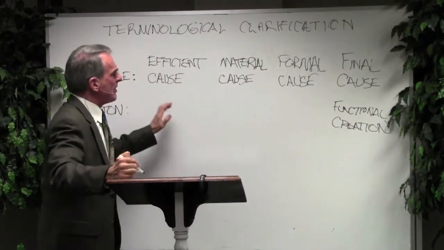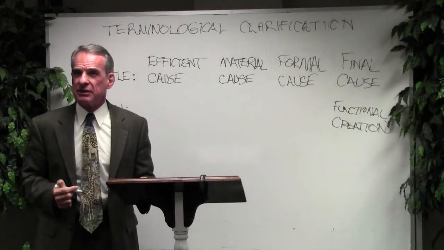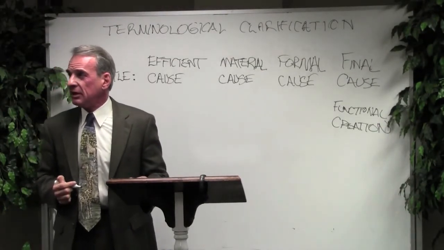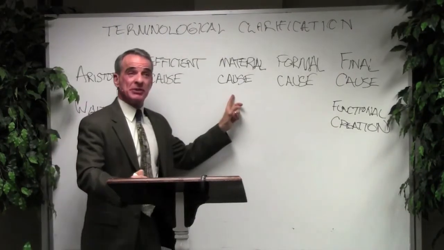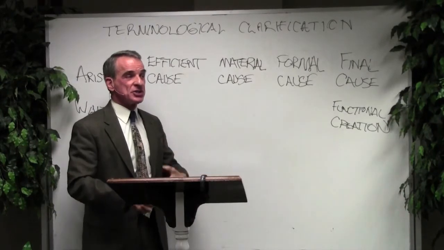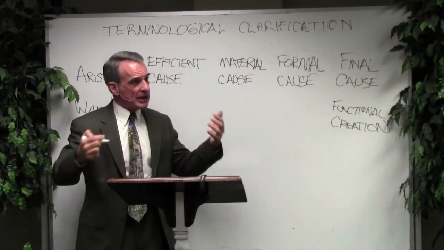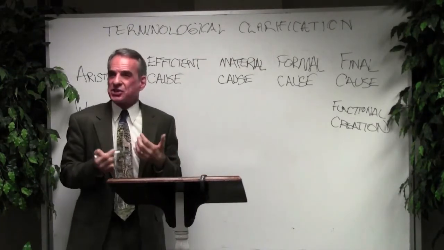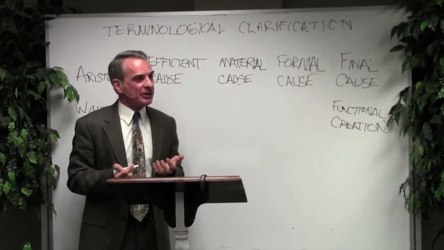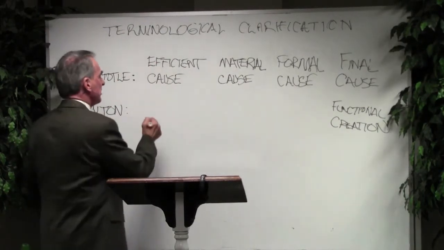So where in Aristotle's scheme would material creation be? What would correspond to material creation? Well, it wouldn't be material cause, would it? The material cause is the stuff out of which something is made. And when God creates material objects, he's not the stuff out of which they're made, right? He's not their material cause. God is the efficient cause of material objects.